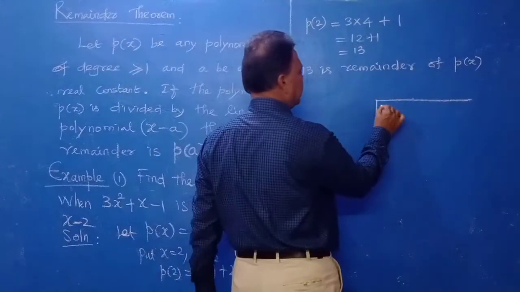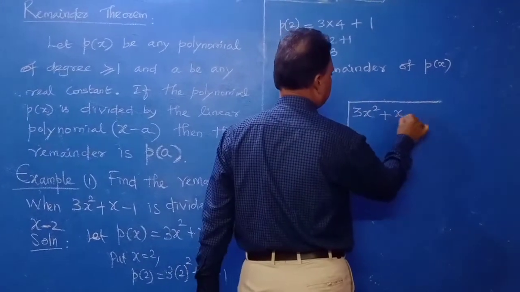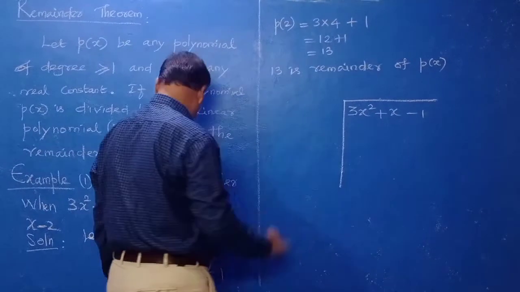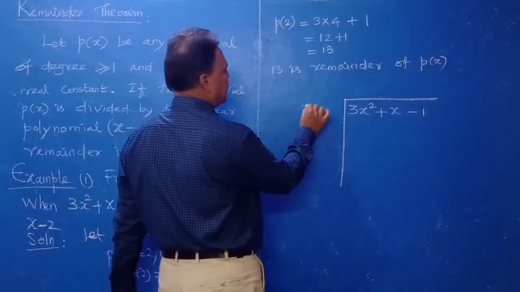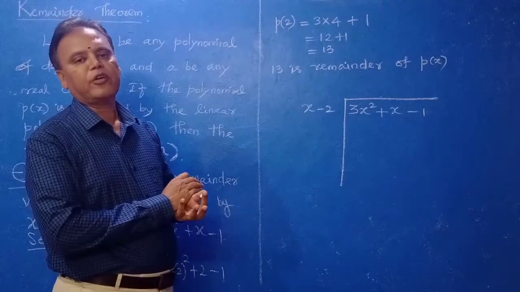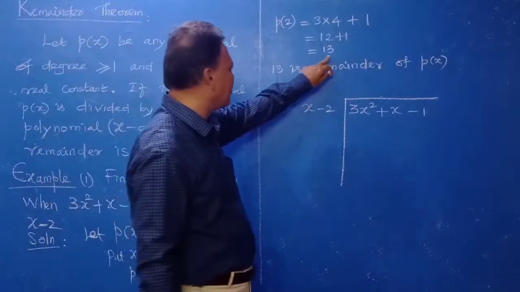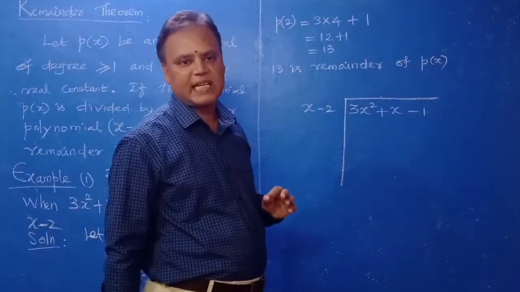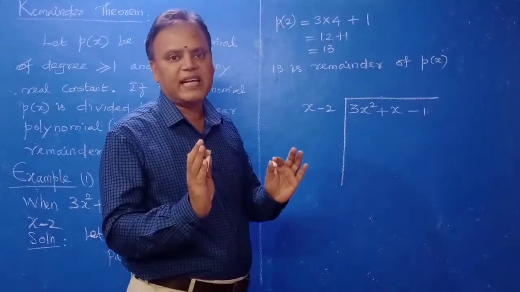Right here, dividend. Clear? Divisor, that is the denominator, x minus 2. Write it here. Now you have to divide by using the long division method. We will check whether you are getting this remainder correctly. That's why I am doing this. Now, how to divide? There is a method.